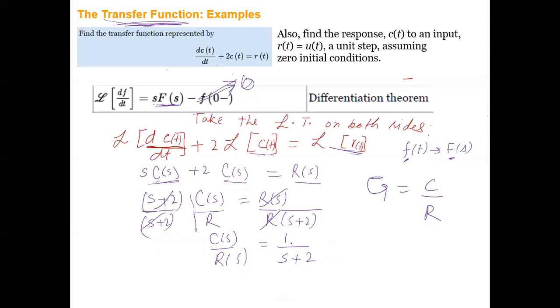Make sense? This is my transfer function. One second, I'm just going to write that down. Sure. But yeah, that makes sense though. I kind of get what you're saying.